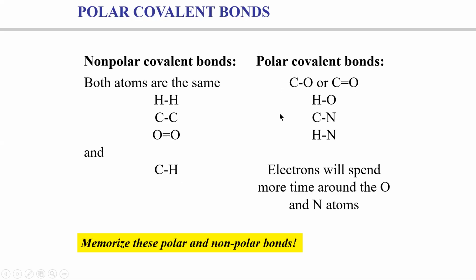These are going to be polar: carbon to oxygen, carbon to nitrogen, hydrogen to oxygen, or hydrogen to nitrogen. In all of these, the electrons are going to spend more time around the oxygen or more time around the nitrogen than they do around the other atoms. So these are all going to be polar covalent bonds. And again, this is just something you need to memorize. We'll talk about why it's important later on.